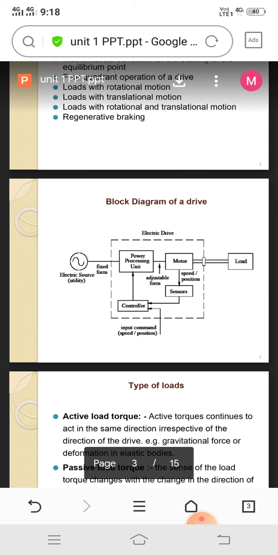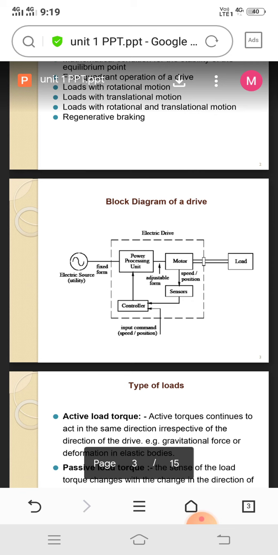Then the power processing unit does its work and finally gives a proper output to the particular motor. If the power processing unit produces AC, the motor will be AC. Otherwise, if the power processing unit is DC, the motor will be DC. So don't be confused by this. The motor always depends upon what kind of power is in the power processing unit.